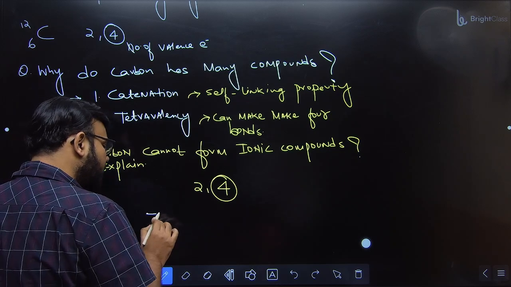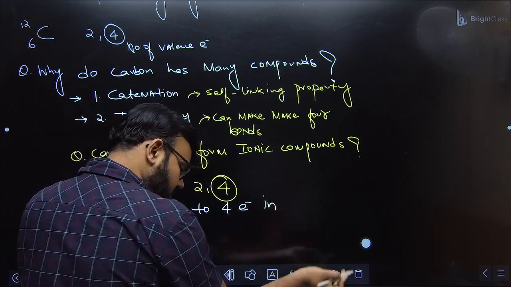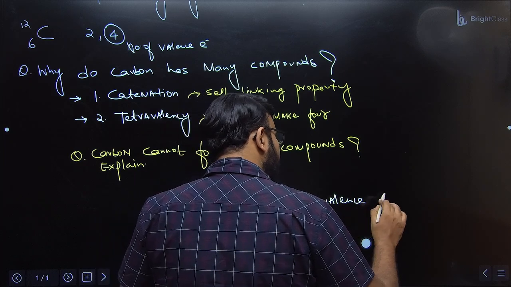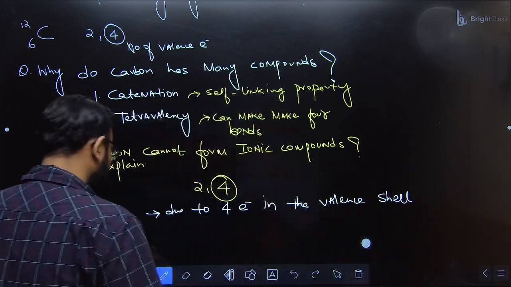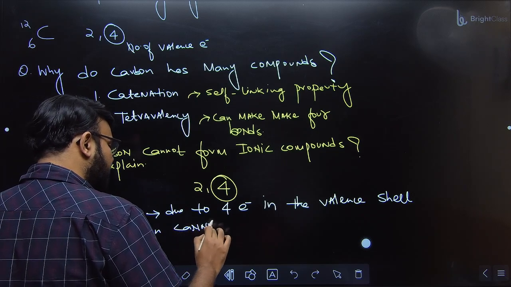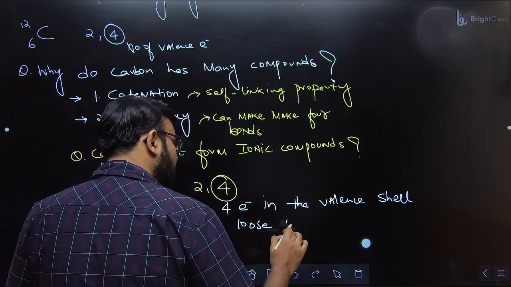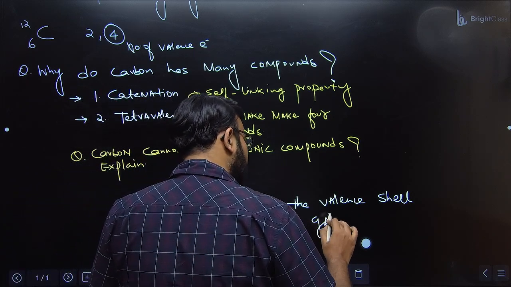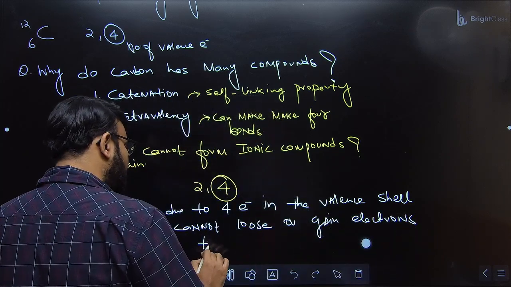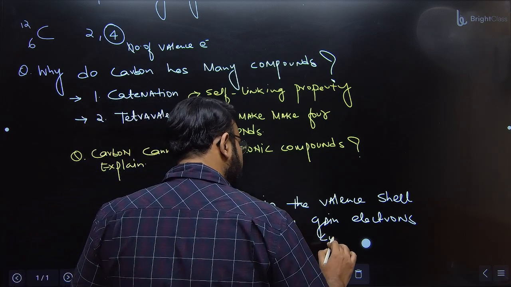So write it down. Due to 4 electrons in the valence shell, carbon cannot lose or gain electrons to form an ionic bond, to form an ionic compound.